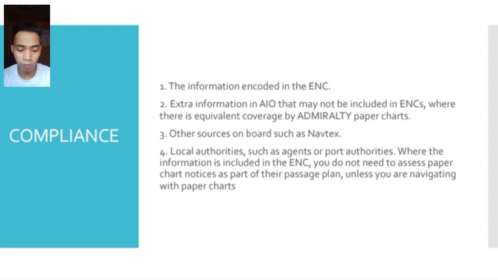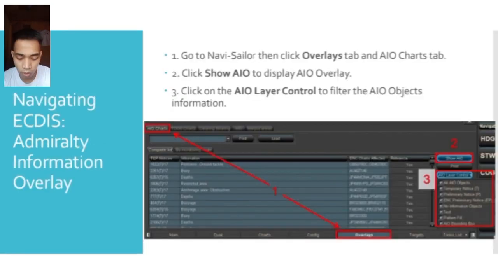Number 2, extra information in AIO that you may not find in ENC where there is equivalent coverage by the Admiralty paper charts. Number 3, other sources onboard such as NAVTEX. Then number 4 is local authorities such as agents or port authorities where the information is not included in the ENC. You do not need to access paper chart notices as part of your passage plan unless you are navigating with the paper chart.